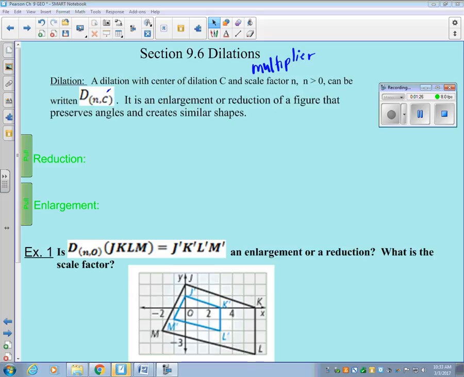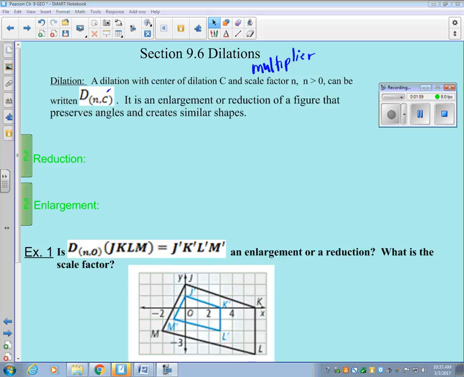Translations were, we use what letter to represent translation? T. And what kind of T? A big T. Capital T. What kind of letter do we use to represent reflection? R. Big R. Transformation, big T. Reflection, big R. What about rotation? Little r. And now here we are with another letter representing dilation, big D.